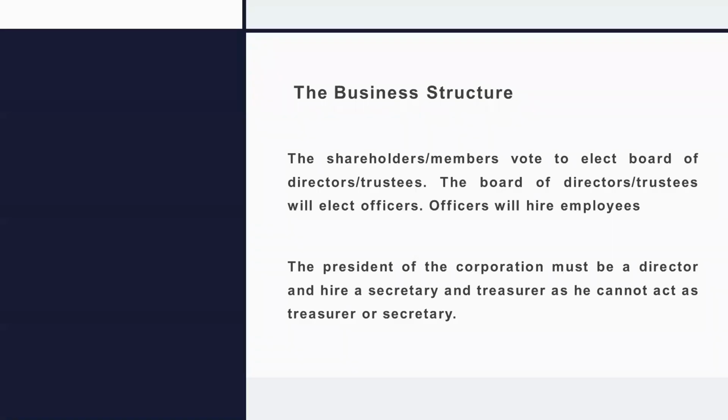Okay, so what's the business structure of a corporation? So, it has the shareholders or members who will vote to elect the board of directors or trustees. Then the board of directors or trustees will elect officers. And then officers will then hire employees. So, yun yung structure ng isang corporation. So, the highest governing body will be your board of directors or trustees in case of non-stock corporation. So, the president of the corporation must be a director and hire a secretary and treasurer as he cannot act as treasurer or secretary.